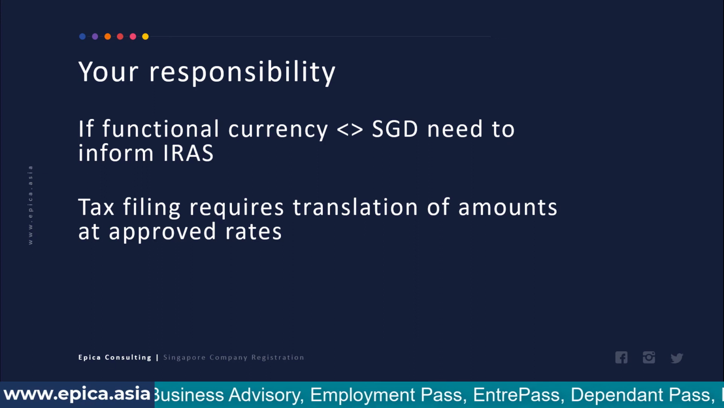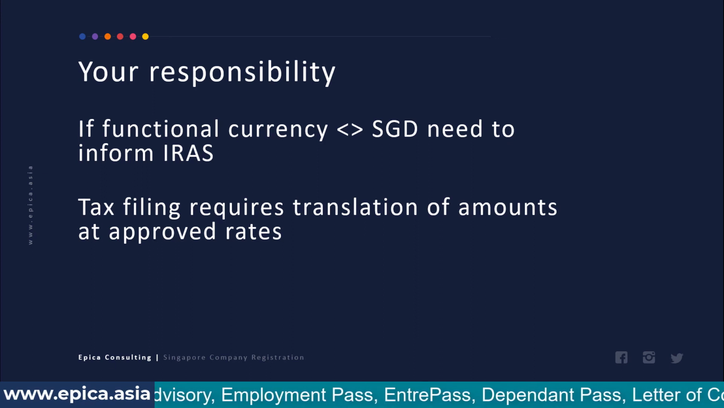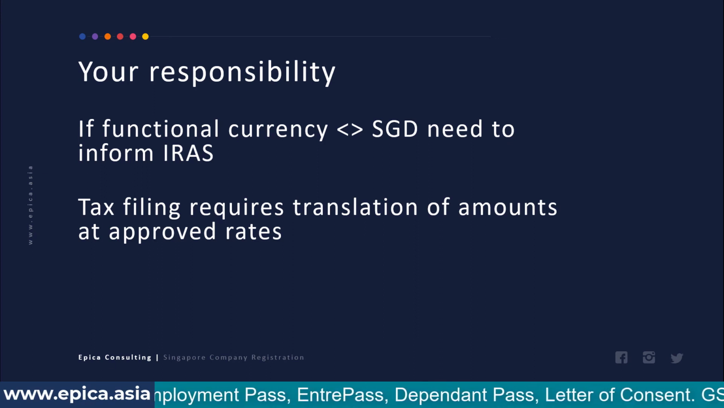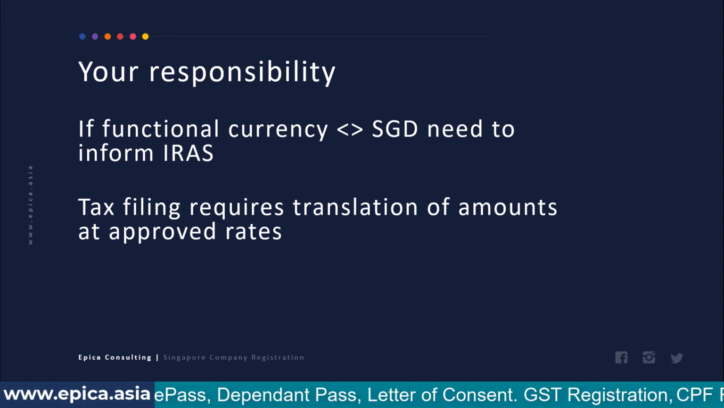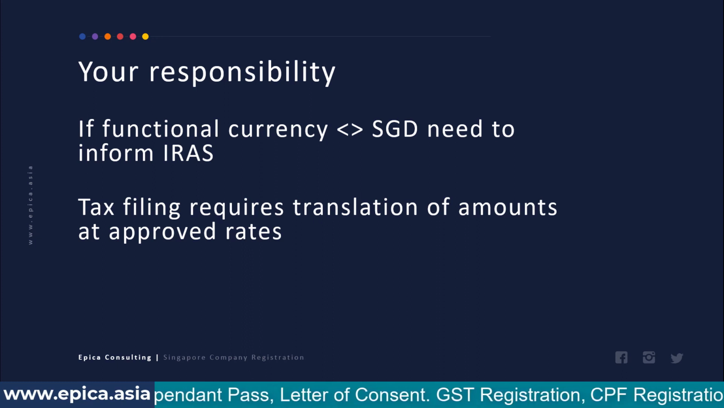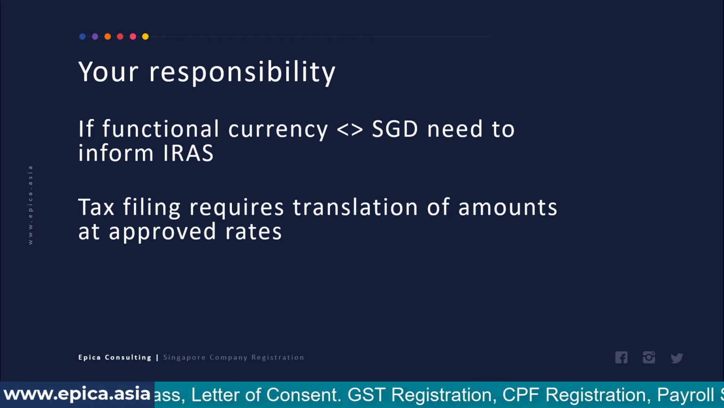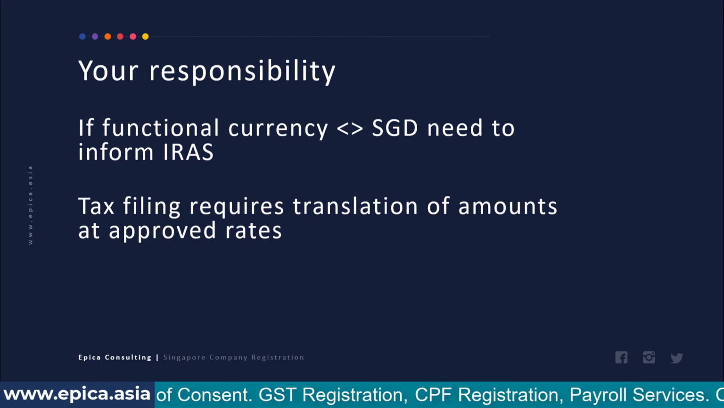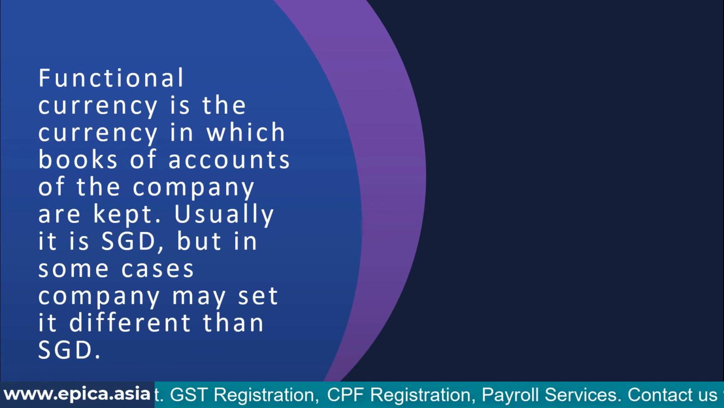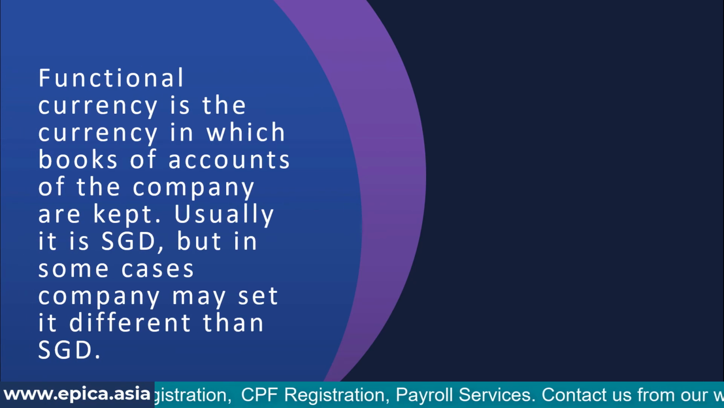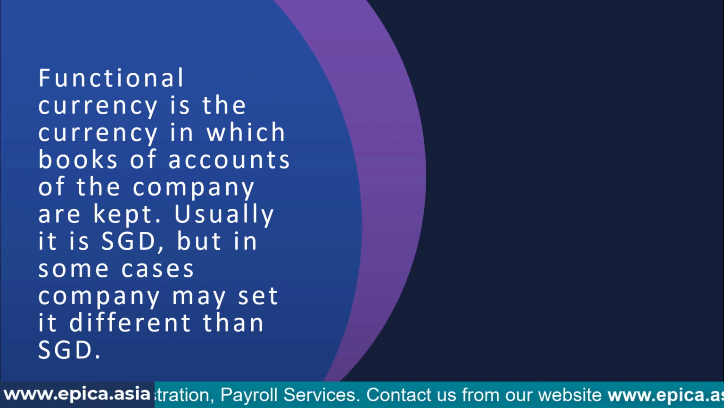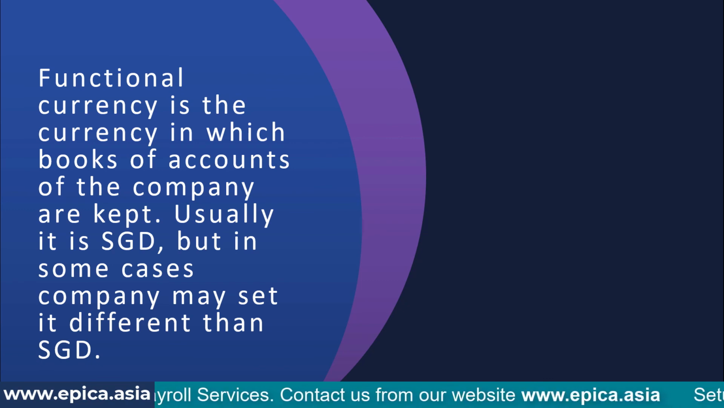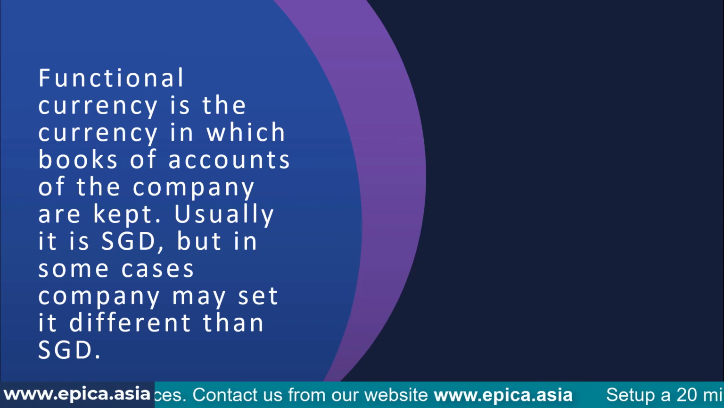Now in practicality, I will say that 95% of the companies follow Singapore dollar as their functional currency, and they maintain their accounts also in that currency. And the rest 5% will have it different, depending upon their business model. So in summary, functional currency is the currency in which the books of accounts of the company are kept. Usually it is Singapore dollars, but in some cases a company may set it different from Singapore dollars.